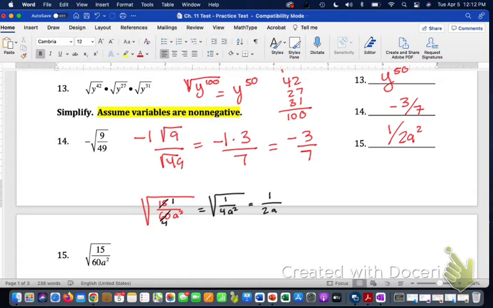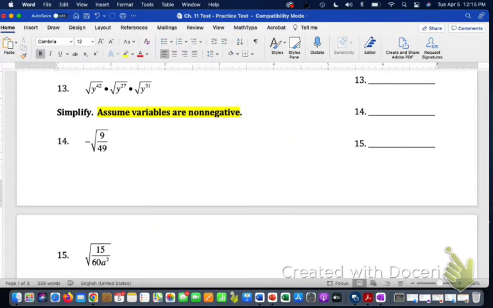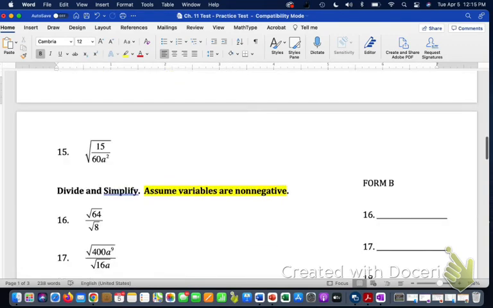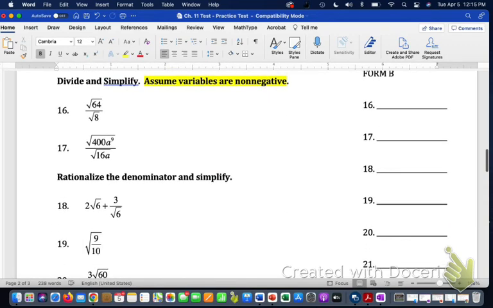Okay. Please write this down if you need it. I'm going to be erasing. Here we go. We're going to divide and simplify. So we can divide under the radical if we want. Since this divides evenly, 64 divided by 8 is 8. And then I can break down 8 to 4 times 2, which equals 2. The square root of 4 is 2 times 2.